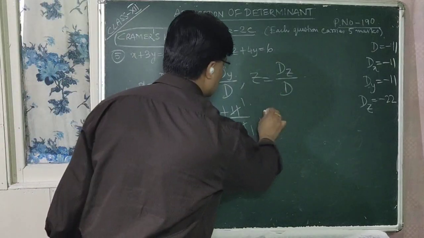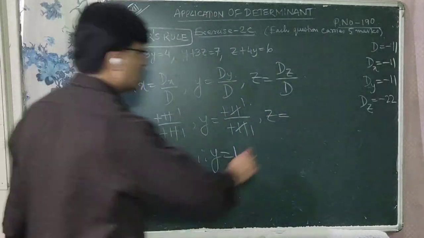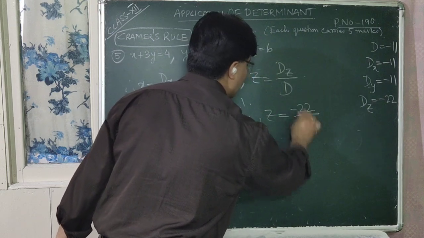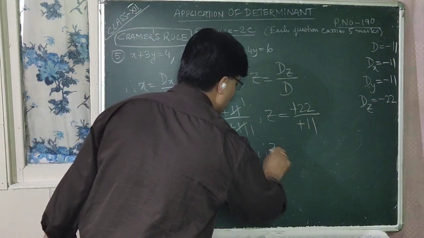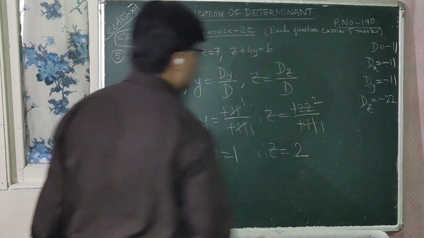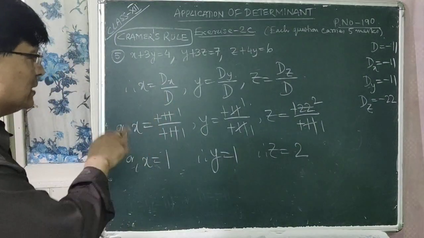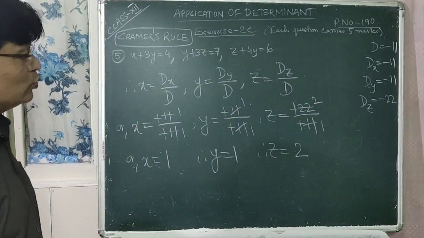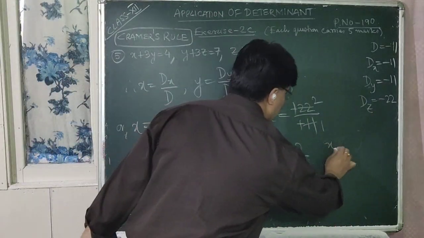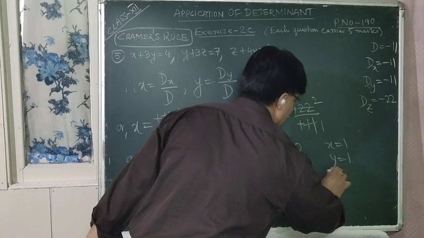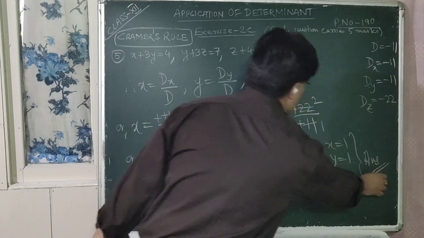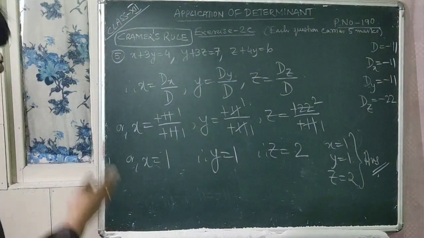And what is the last one? Z is equal to, what is dz now in this case? Minus 22 divided by, what is d? Minus 11. Minus minus gets cancelled. So therefore z is equal to 11 2s are 22. That means 11 1s are 11, 11 2s are 22. That is 2 by 1, z is equal to 2. So we got the answers. Okay. So let us write down the answers now. X is equal to 1, y is equal to 1, and z is equal to 2. So these are the answers. So I think you have understood it.